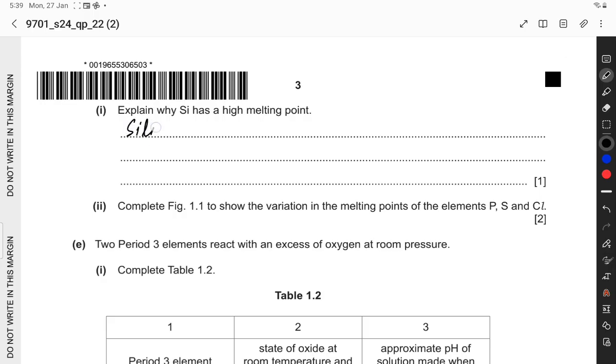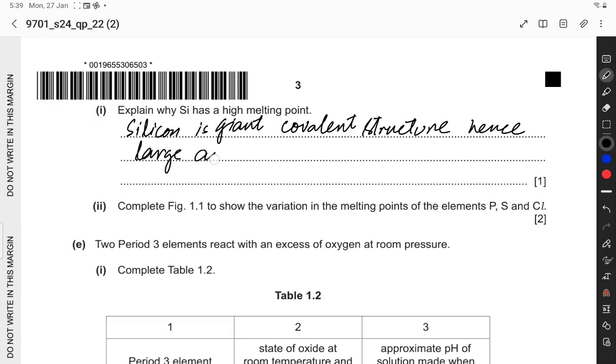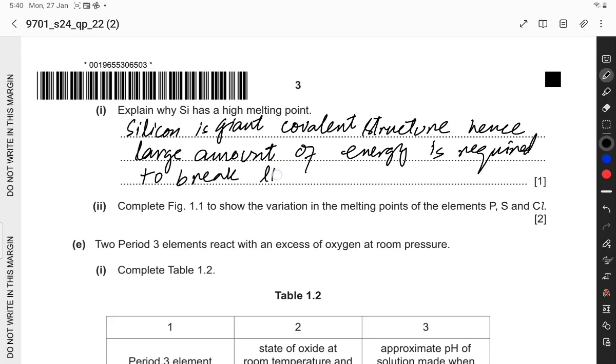Silicon is a giant macromolecule, a giant covalent structure with strong covalent bonds, hence a large amount of energy is required to break the silicon.